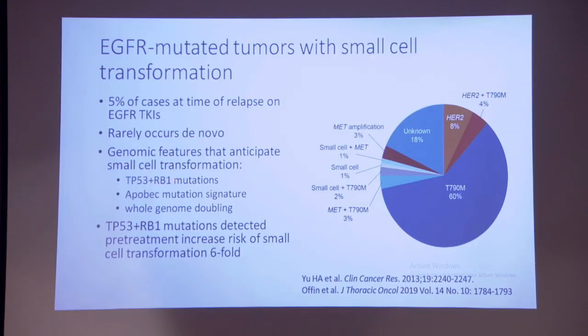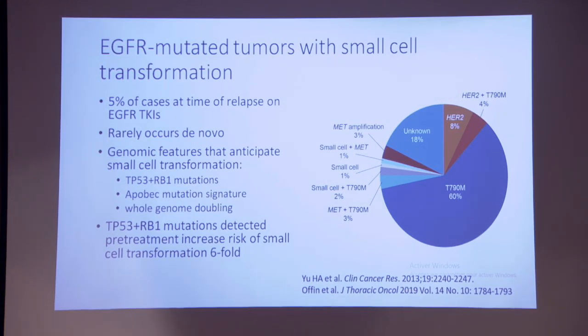The genomic features that anticipate small cell transformation: so you have a patient with a known EGFR mutation, how do you know which patients are going to go on to get small cell when you treat them? When they have P53 and RB mutations at the time of diagnosis in their tumor genome, they have a 6-fold increased risk of developing small cell transformation than if they don't have those mutations and receive EGFR TKIs.